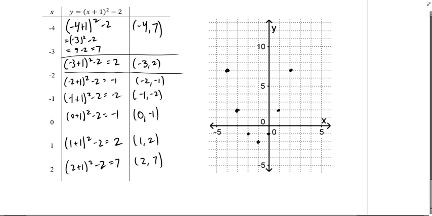So you should always be getting your points on the same level. If you don't, you've made a mistake in the math. Go back and check your math. Okay, so now I'm going to draw my nice smooth curve.